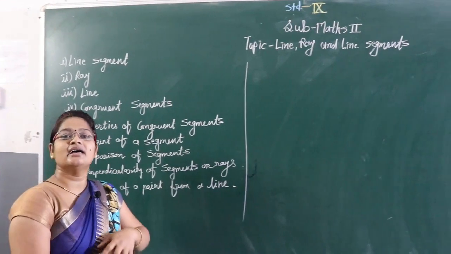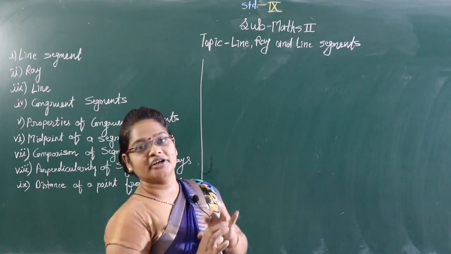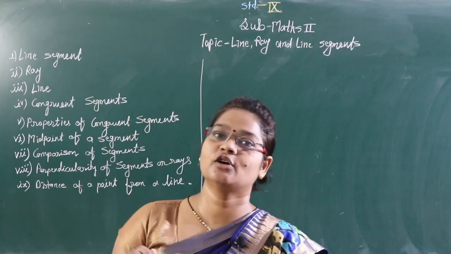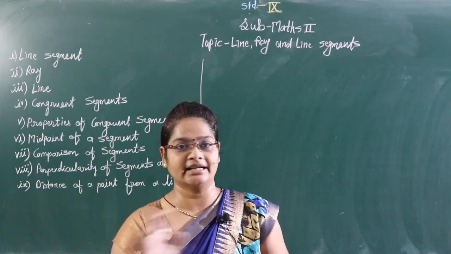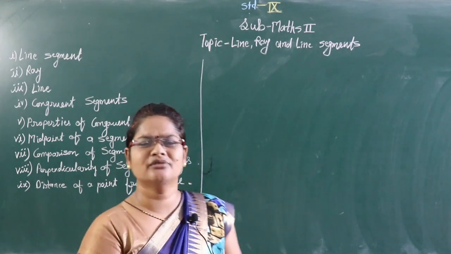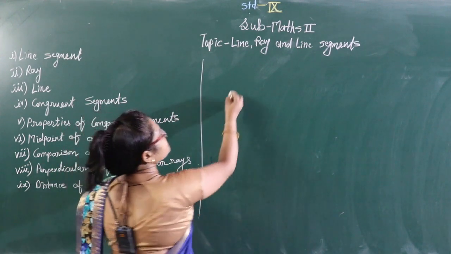Now what is meant by line segment? There are three different types of line. One we call the line segment, second we call the ray, and third the line. There is a minute difference between these three. So first one is line segment. Now what is a line segment?